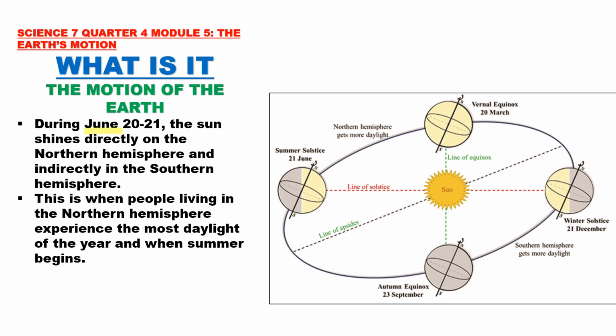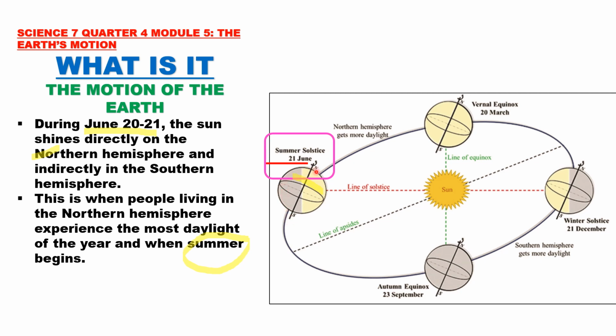During June 20 to 21, the sun shines directly on the northern hemisphere and indirectly in the southern hemisphere. This is when people living in the northern hemisphere experience the most daylight of the year and when summer begins. So in the illustration, we could see that during the month of June, the northern hemisphere is tilted towards the sun. The southern hemisphere is tilted away from the sun.